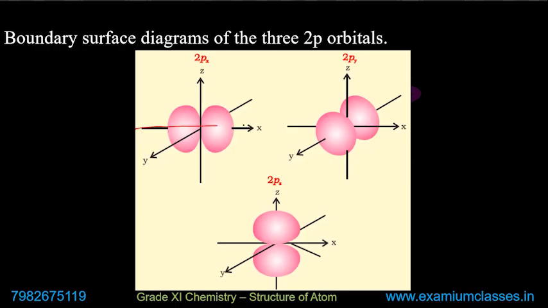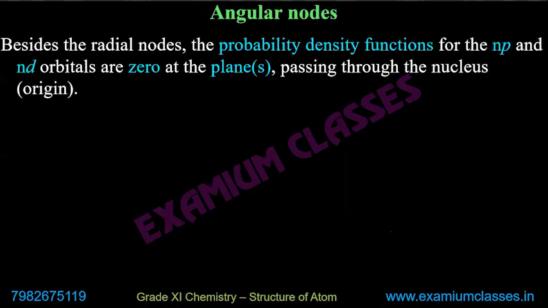If it is along x, the nodal plane will be yz. If it is along y, the nodal plane will be zx. If it is along z, the nodal plane will be xy. Whichever axis it is along, the other two will form the nodal plane. Simple. So if it is pz, xy will be the nodal plane. For py, zx will be the nodal plane. For px, yz will be the nodal plane. The other two form the nodal plane.